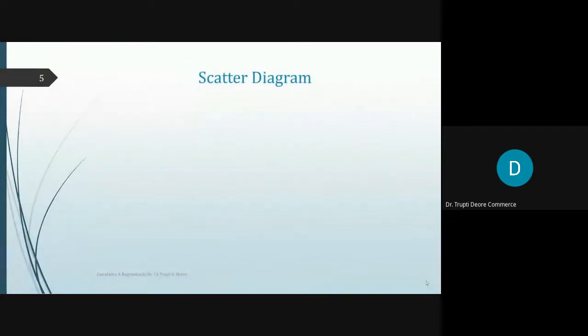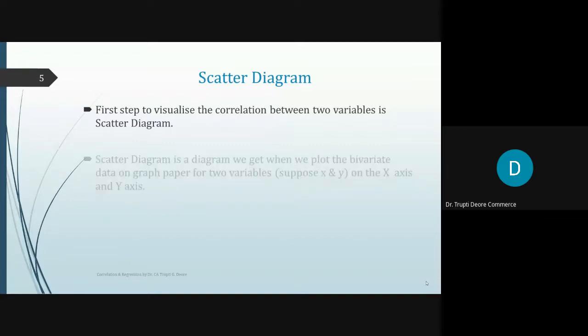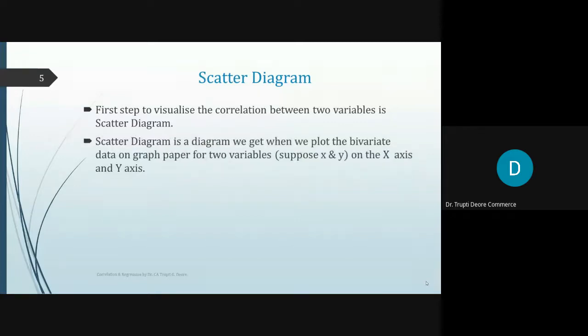Now, what is scatter diagram? The first step to visualize the correlation between two variables is scatter diagram. It means when we plot the bivariate data on graph paper for two variables, suppose x and y, on the x-axis and y-axis, whatever data we have collected for the two variables under study, from that bivariate data we plot the points on the graph, and with the help of this diagram we get the correlation between these two variables. So this diagram is called a scatter diagram.